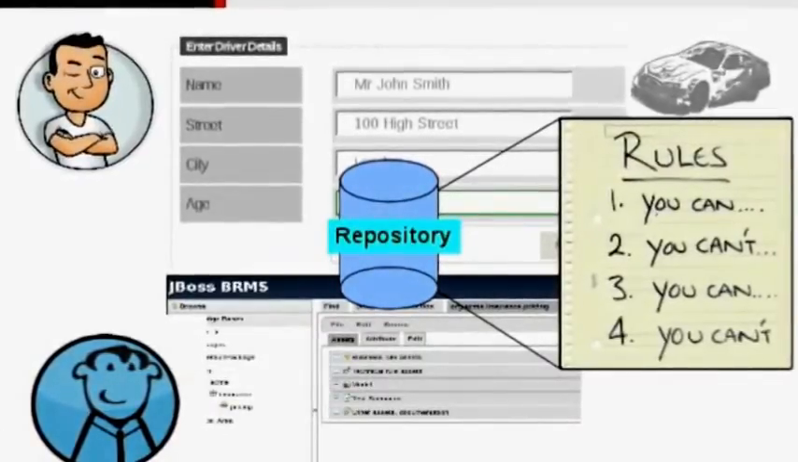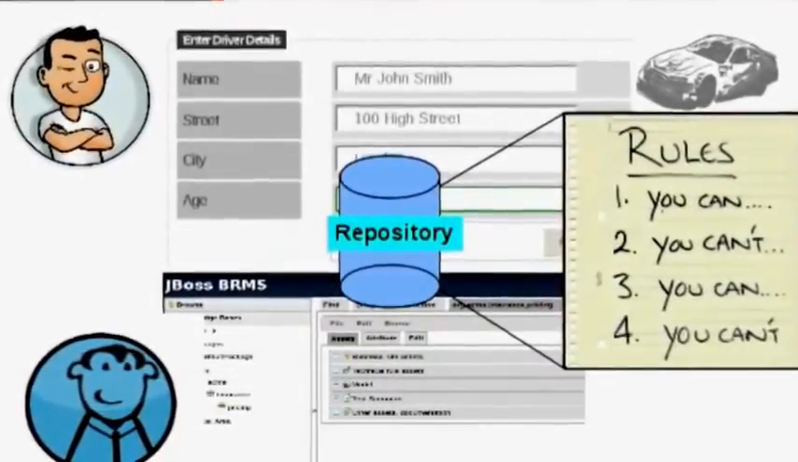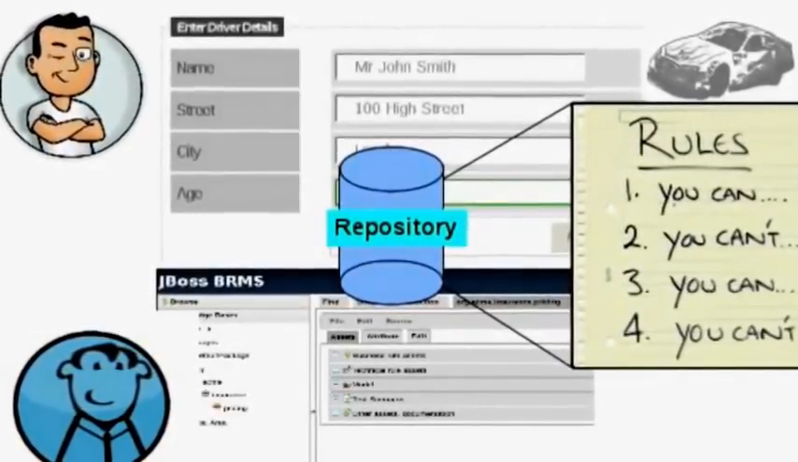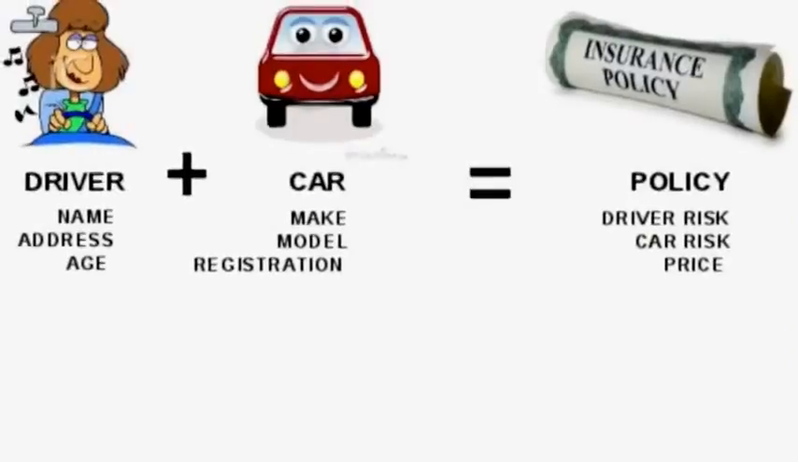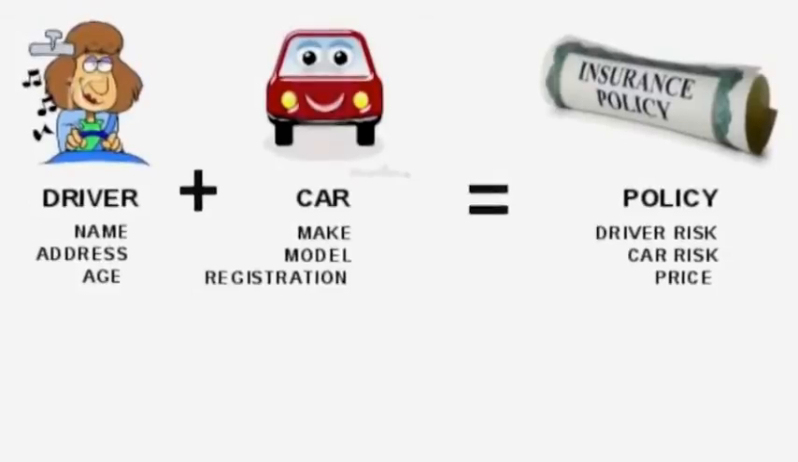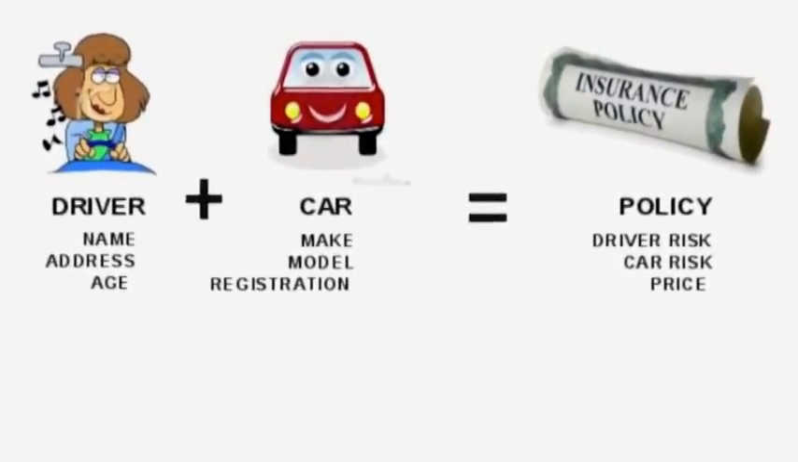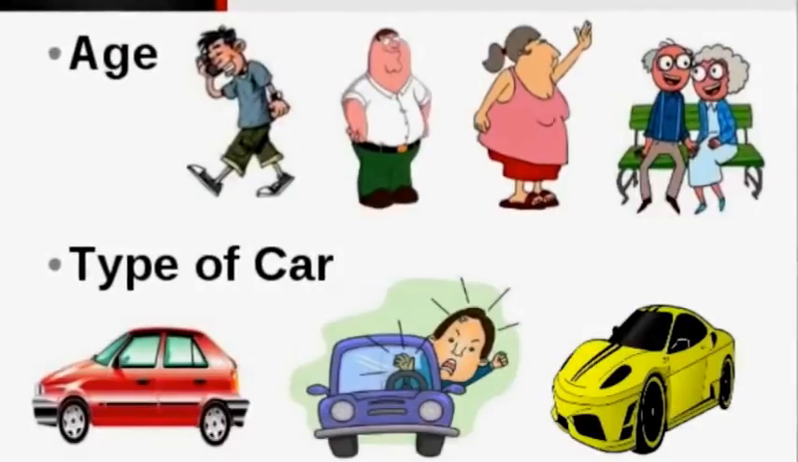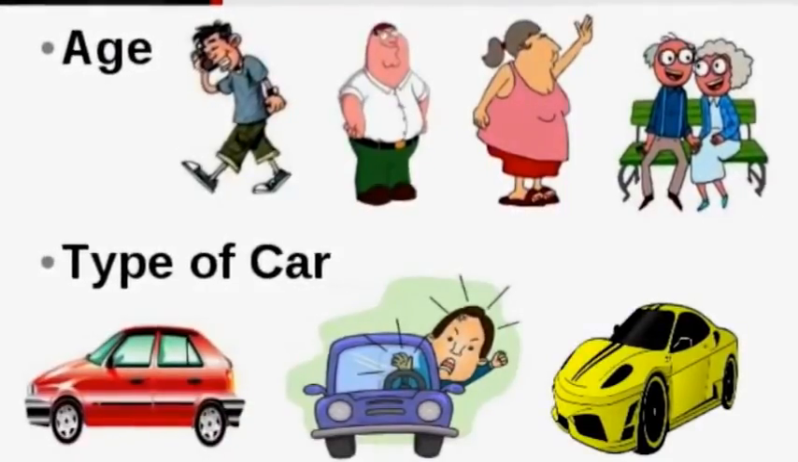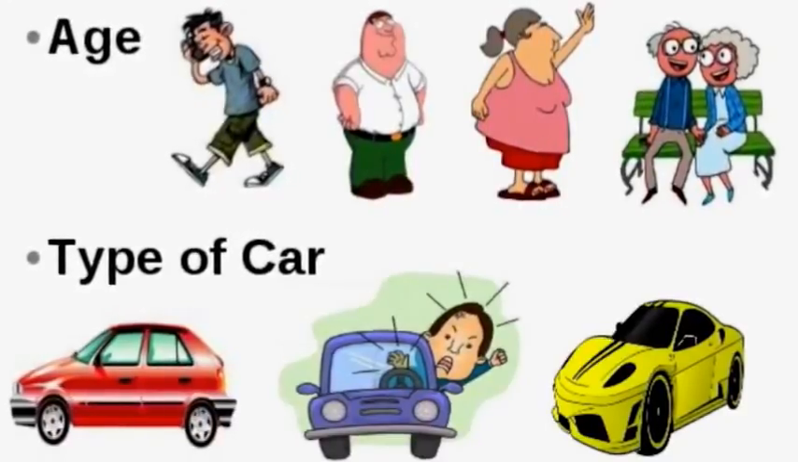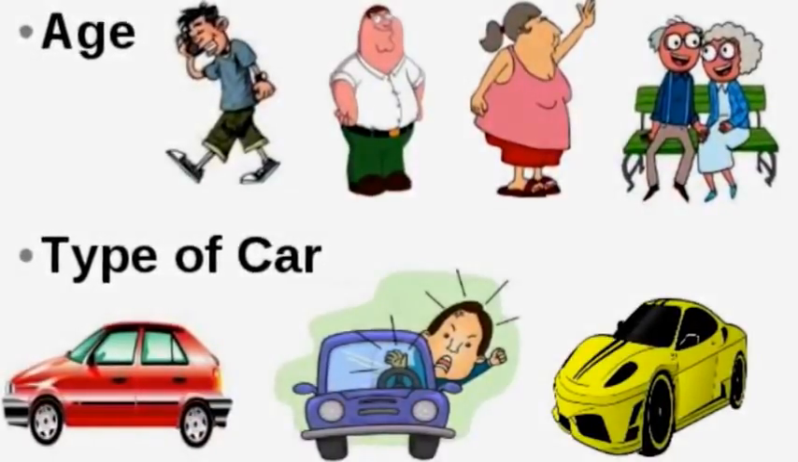The scenario we feature today is simply a rules repository, a user going in, entering their details and getting a price. The details we enter are pretty simple. We enter the driver's name, address and age, and then we ask for details around the car, make, model and registration. We simply make a decision based upon the age of the driver and the type of car he's driving, and these are the 2 factors that control the price.